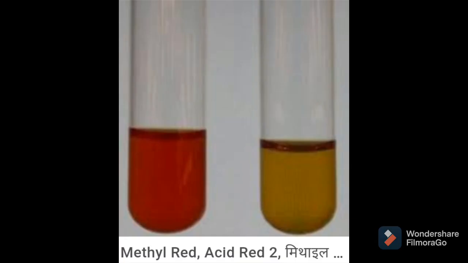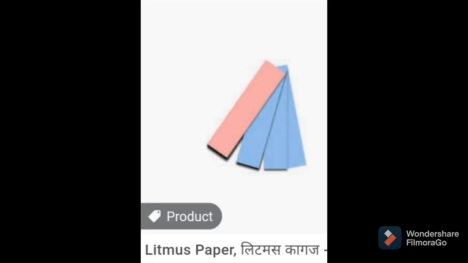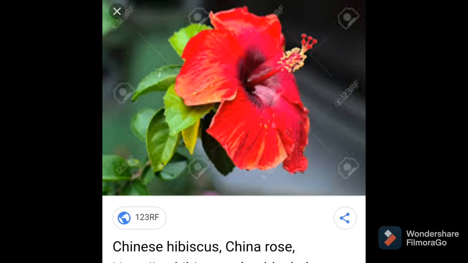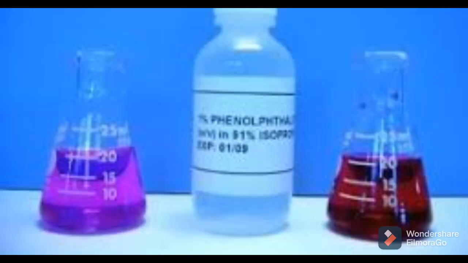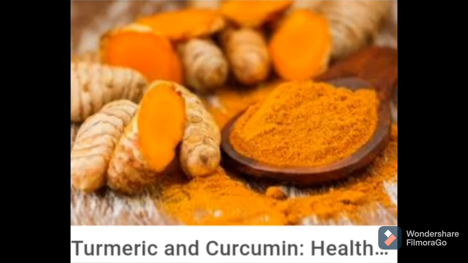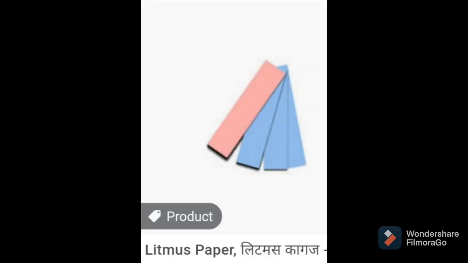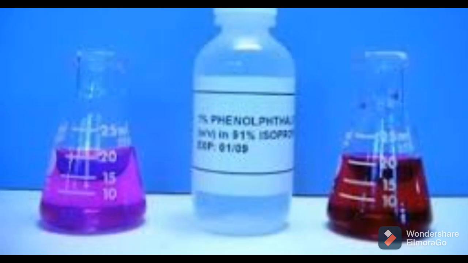In my next video lecture, we are going to study the indicators which are given in your textbook. Out of these indicators, litmus is a natural indicator, turmeric is also a natural indicator, China rose is also a natural indicator, but phenolphthalein is a synthetic indicator. So in my next video lecture, we will study these four indicators, turmeric, China rose, litmus paper and phenolphthalein also. I hope you got all points related to natural indicator and synthetic indicator.